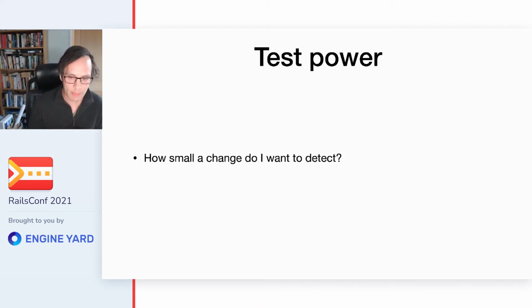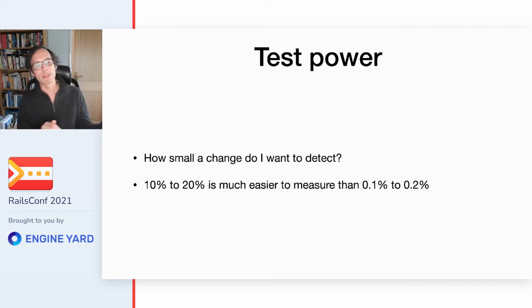This may seem obvious, but one thing to point out is that it's about the absolute rate as well as the relative rate. So going from 10% to 20% is much, much easier to measure than going from 0.1% to 0.2%, even though in both cases you're doubling the starting number. And a follow on from that is that if your current conversion rate is 0.1%, then it is going to be really hard for you to get a significant result.